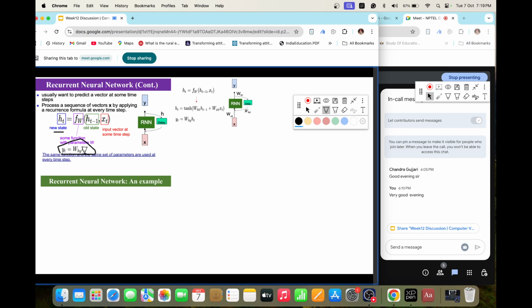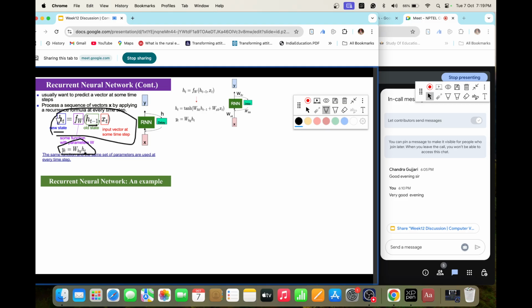Okay, that is the hidden input. So hidden input, you cannot just calculate by a simple formula, but you have to calculate it by this formula, because hidden input also gets influenced by your previous hidden input.